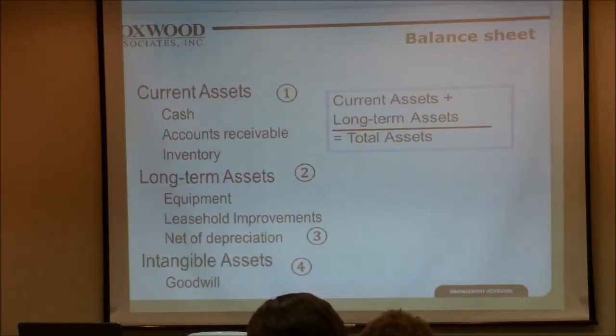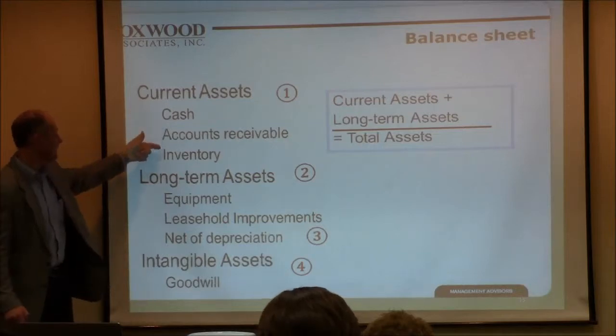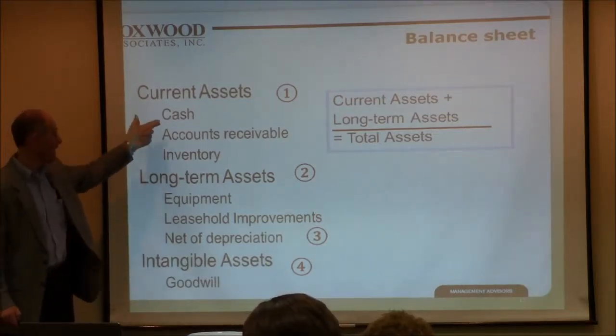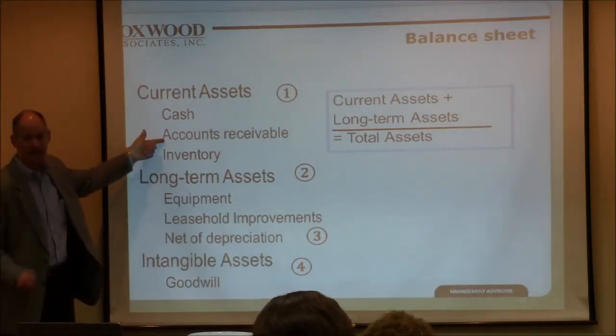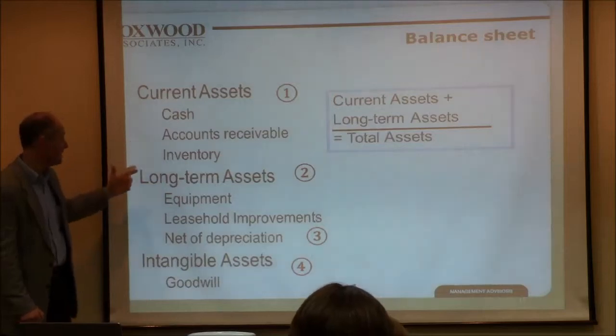Okay, let's take this thing apart. Current assets. We talked about this a little bit. Cash, accounts receivable, inventory. Current, because I expect every one of these to turn into cash within 12 months. Cash is already cash. I hope to collect on my accounts receivables within 12 months. I hope to use my inventory within 12 months.